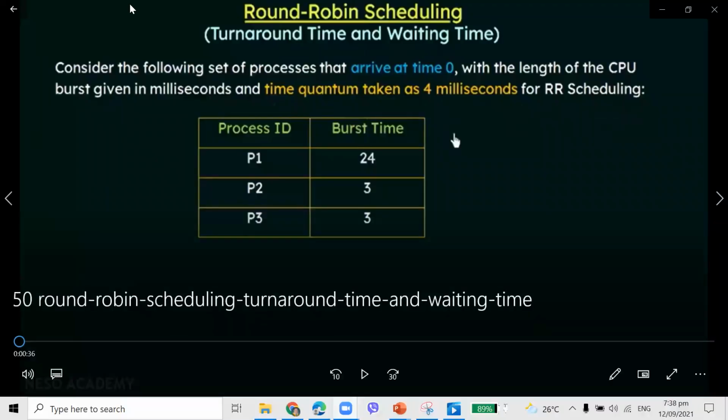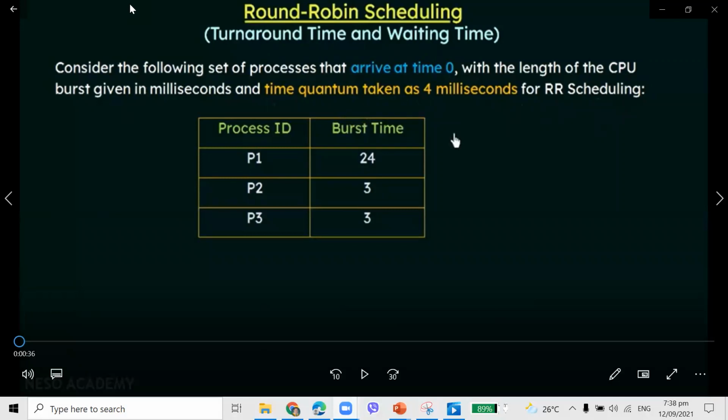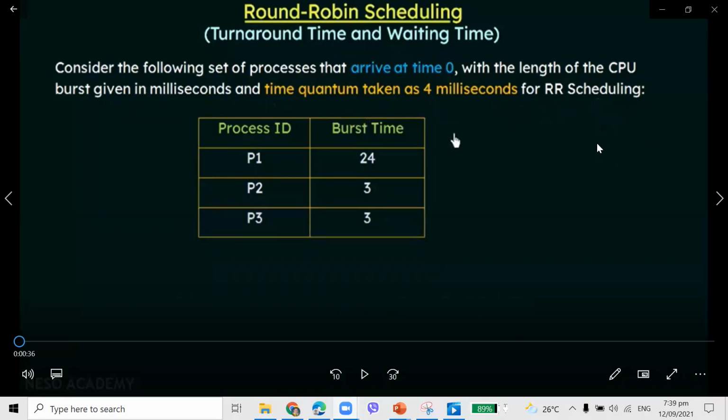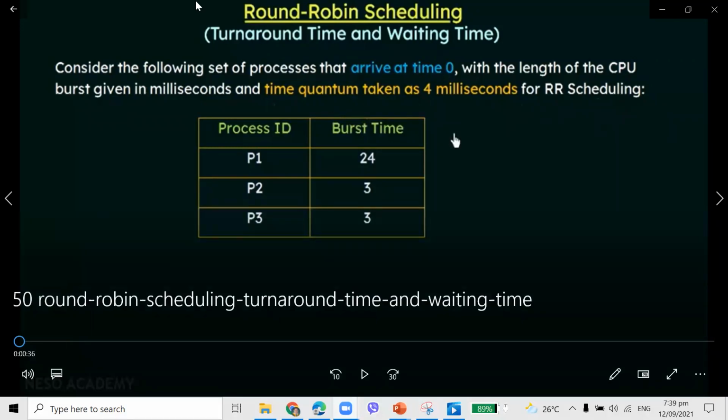Okay, so this will be an example of round-robin scheduling, turnaround time and waiting time. Consider the following set of processes that arrive at time zero with the length of the CPU burst given in milliseconds. The time quantum is taken as 4 milliseconds for round-robin scheduling. To give us a discussion, let us please watch the video from NESO Academy.